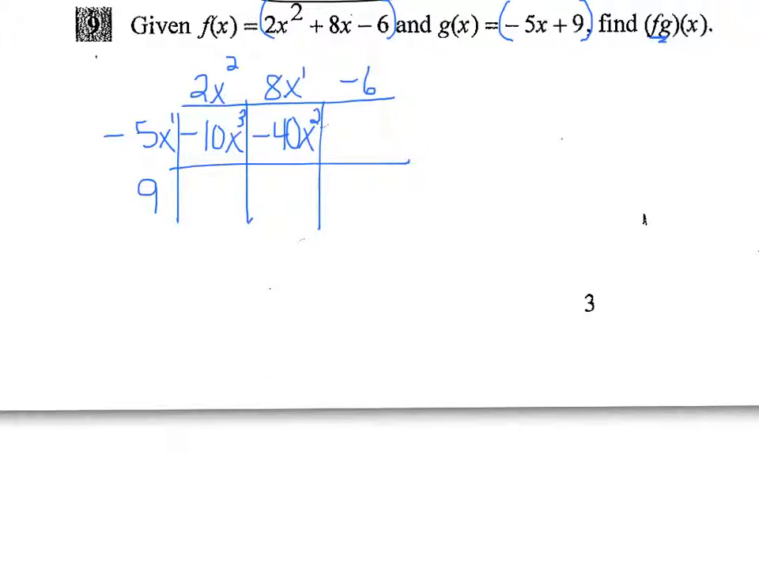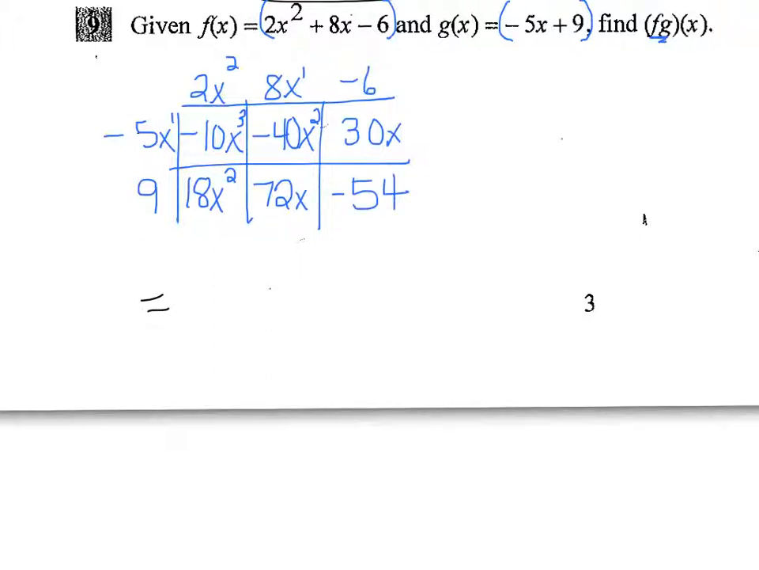Negative 5 times negative 6 is positive 30 with an x. If you got this one wrong, it's probably just because you multiplied or combined like terms wrong. So 9 times 2 is 18x squared. 9 times 8 is 72x. And 9 times negative 6 is negative 54.